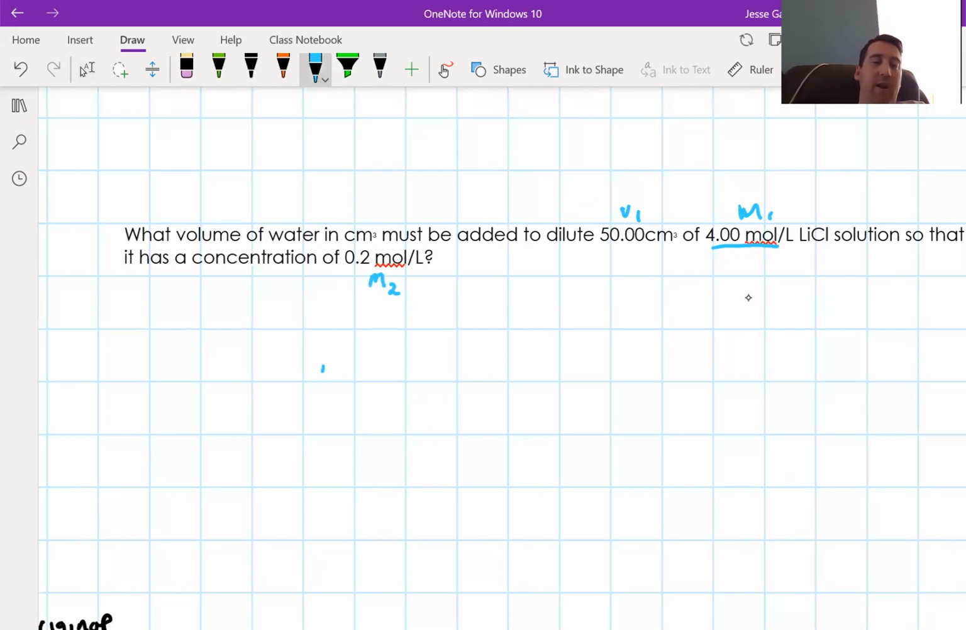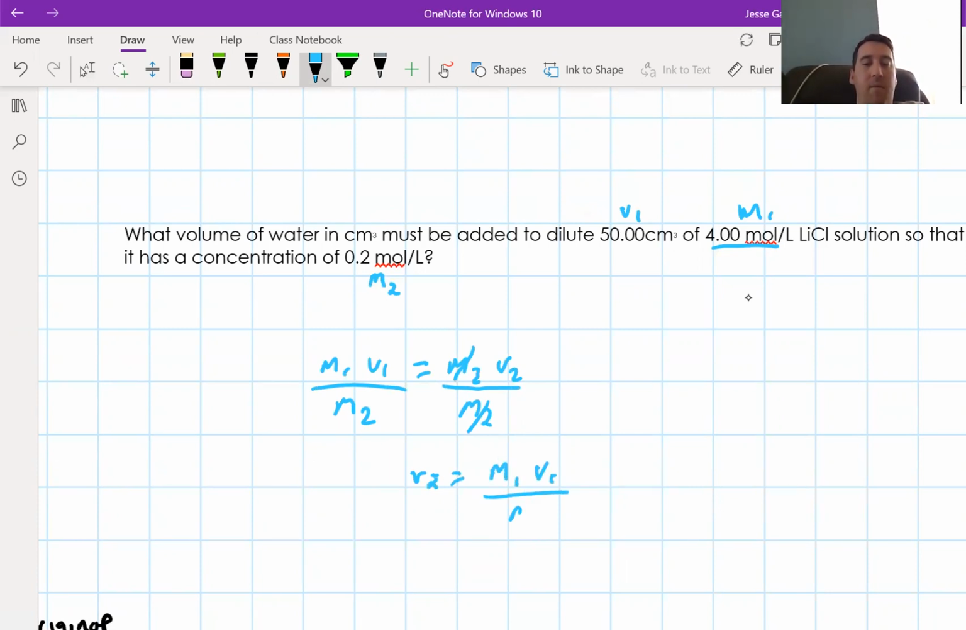Then you're rearranging your equation. M1 V1 equals M2 V2. We want to solve for V2. So we want to remove M2, cancel them out, and we want to do the same on the other side. So rewrite it, V2 equals M1 V1 over M2. Now I'm going to go ahead and plug in my values. M1 was 4 times V1 was 50 all over 0.2.